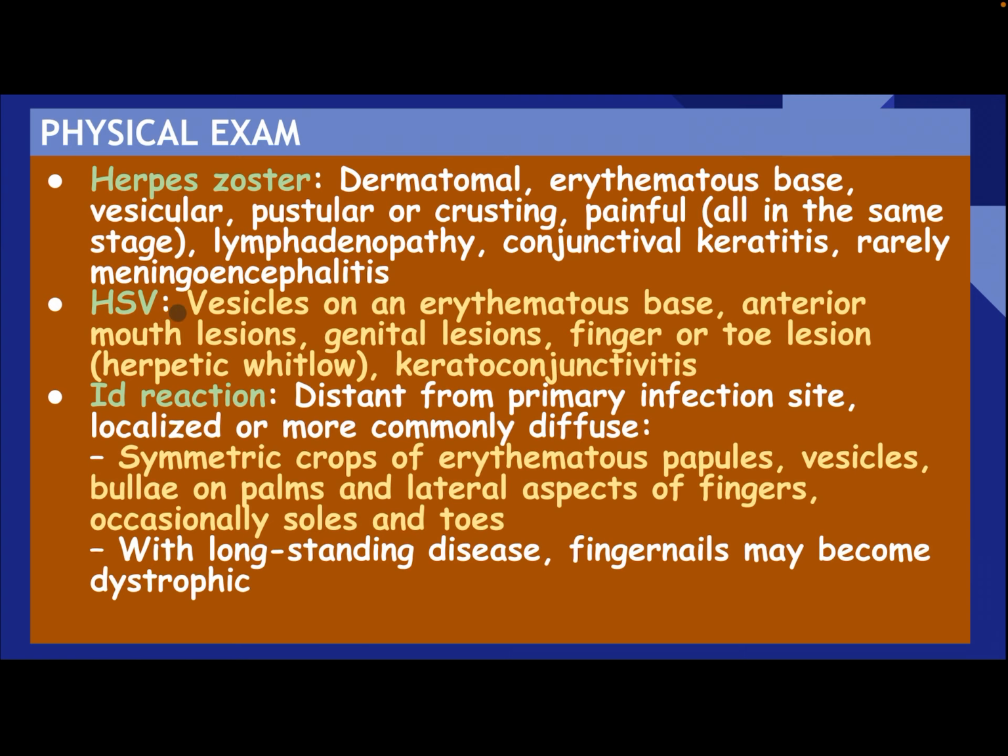Herpes simplex virus: vesicles on an erythematous base, anterior mouth lesions, genital lesions, finger or toe lesions, herpetic whitlow, keratoconjunctivitis. Id reaction: distant from the primary infection site, localized or more commonly diffuse. Symmetric crops of erythematous papules, vesicles, and bullae on the palms and lateral aspects of the fingers, occasionally the soles and toes. With long-standing disease, fingernails may become dystrophic.